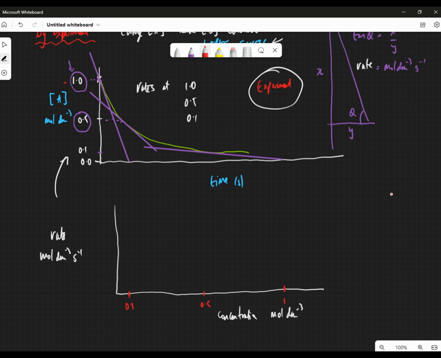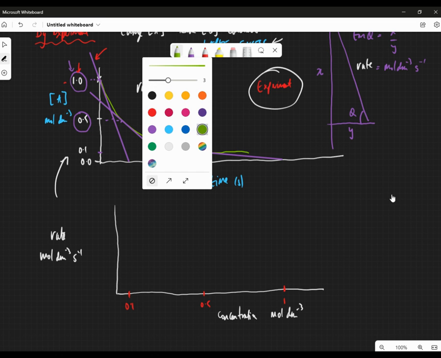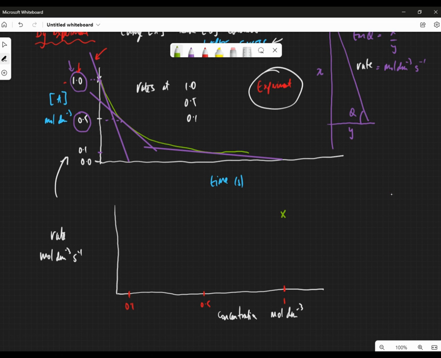Now, as you can see, at concentration 1, this one here, the gradient is steepest. So I'm going to get a rate that is greatest here. Let me get a different color. I'm going to get a rate up here somewhere, because at concentration 1, the rate was the greatest. At concentration 0.5, the rate was a little bit less. So I'm going to pretend it's down here. And at concentration 0.1, this last one, the rate was at its lowest. So I'm going to pretend it's about there.